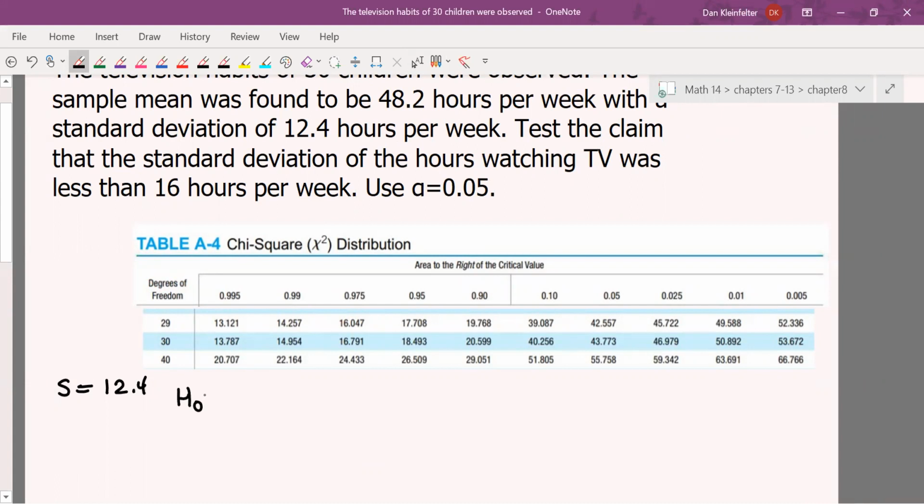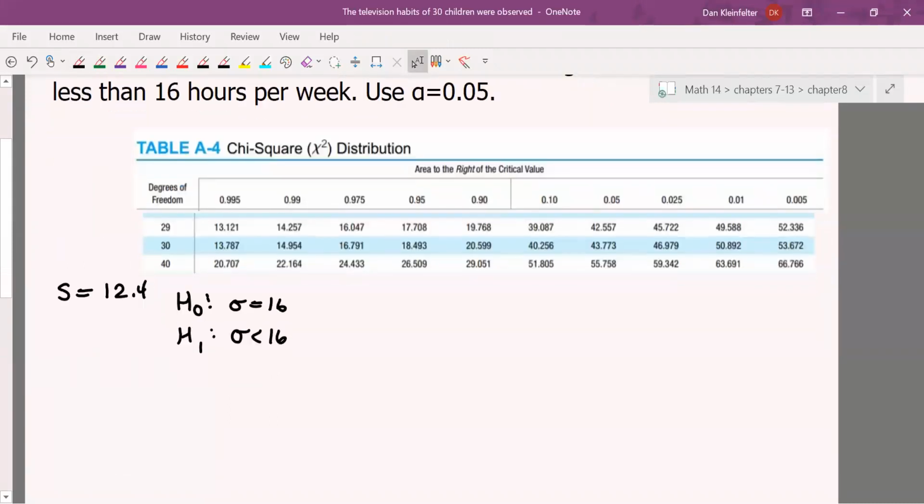So as before, we will start with null and alternative hypotheses. The claim is that the standard deviation is less than 16. Our sample was 12.4, which is less, but maybe that's just due to chance. Okay, that's what we're here to check. So sigma equals 16 will be our null hypothesis. Little picture. And then this one is going to again be a left-tailed test. Our alpha is 0.05.